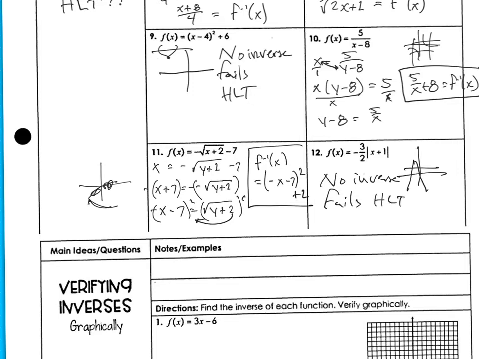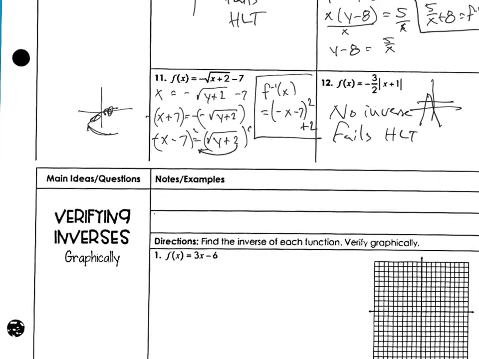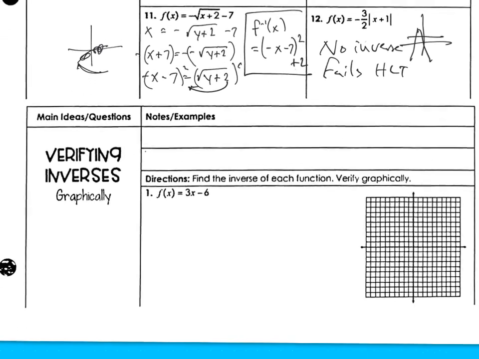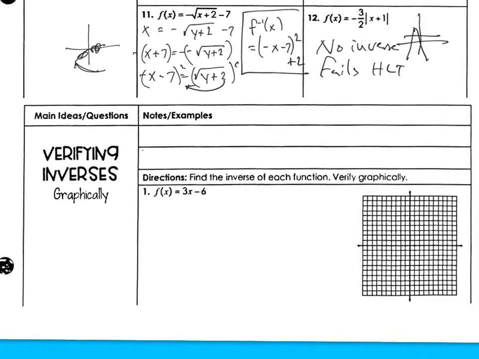So be careful with powers of 2 and absolute value. Everything else is probably going to be okay. Now you can graph those in the calculator if you like. So let's talk more about these graphs. We can also do an inverse graphically.